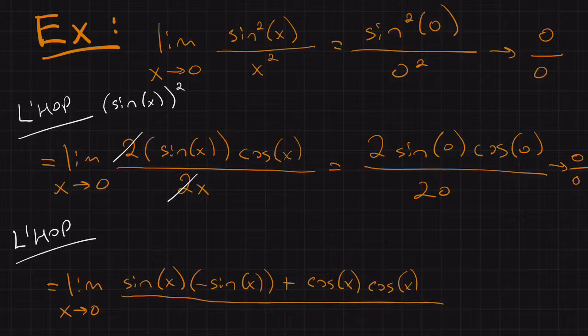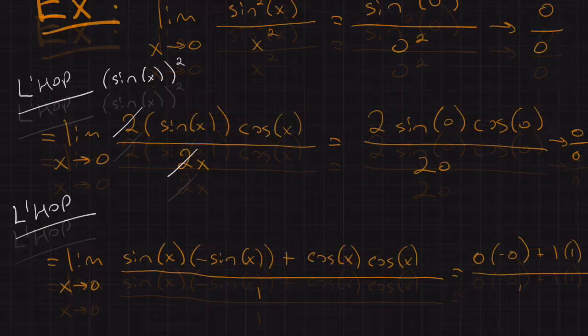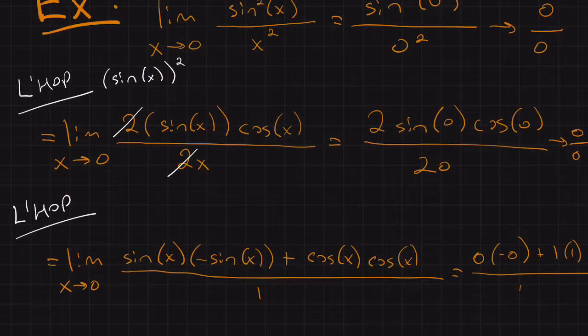And then separately, I take the derivative of the denominator. Derivative of x is just 1. We try direct substitution. If I substitute in 0 for x in sine of x, I would have sine of 0, which is 0. So that would be a 0 times a negative 0. If I substitute in 0 for the x inside of the cosines, that would give me a 1. So I would have 1 times 1. 0 plus 1 over 1 is equal to 1.